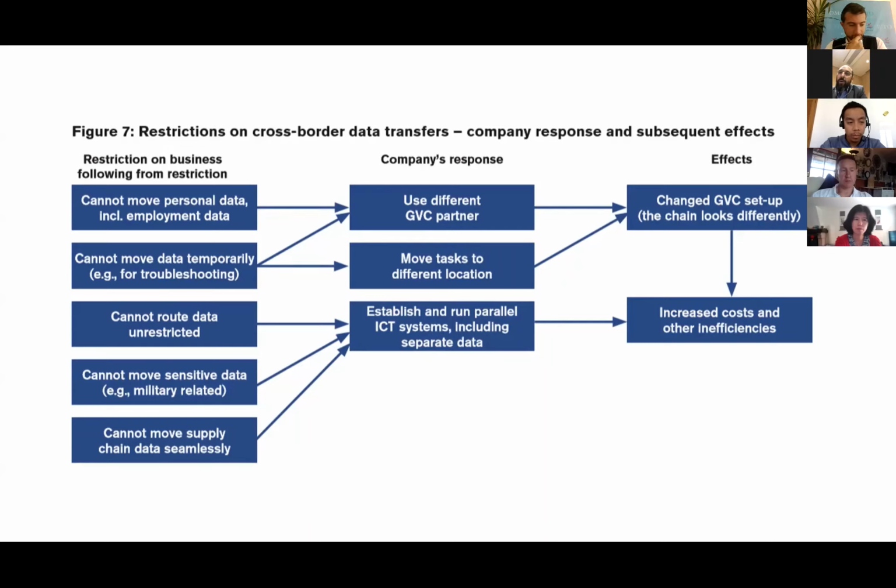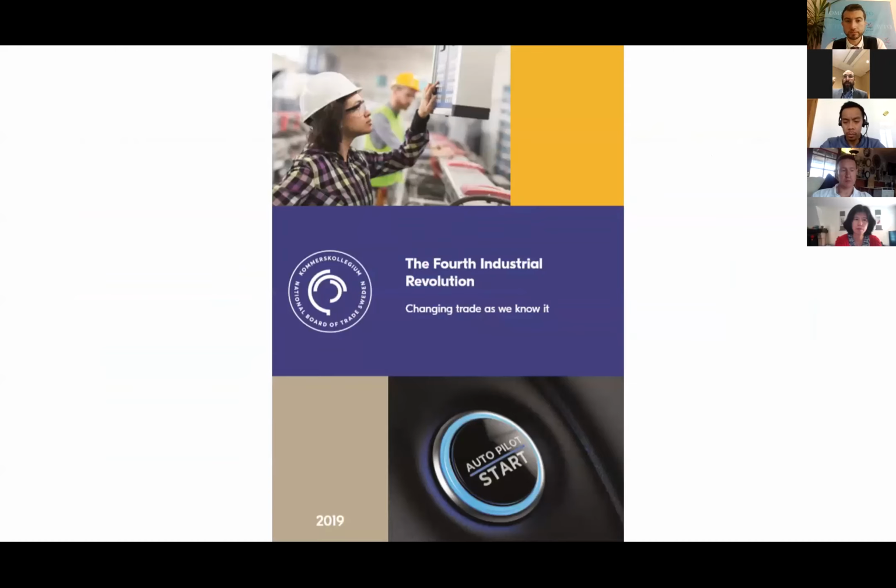Okay, or if they're afraid that there might be. And you can see again here, if you look through this chart, that again we end up with a situation that they have to use different global value chain partners, or they get increased cost and inefficiencies. Next slide, please. So that was very fast to explain the situation today.